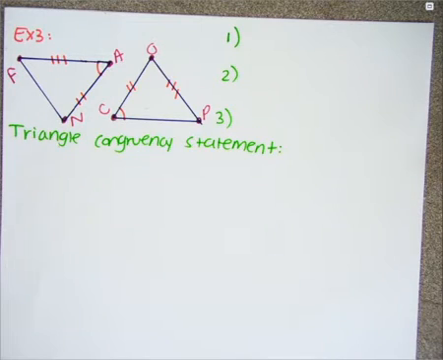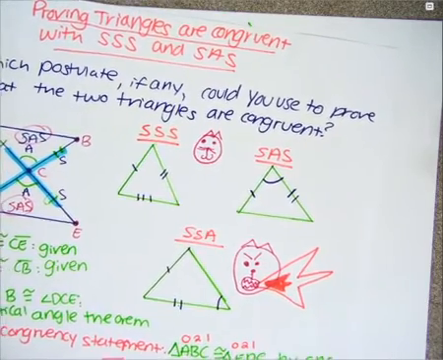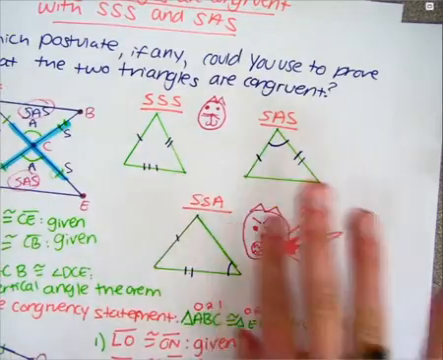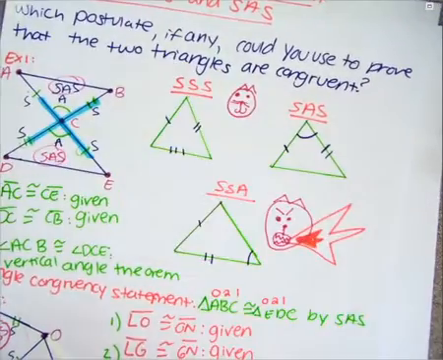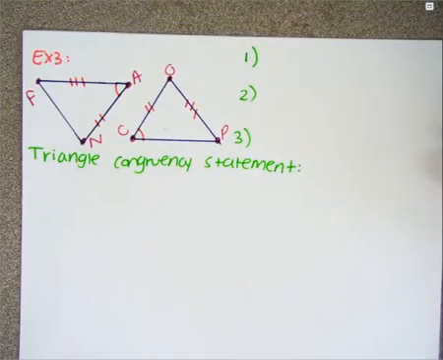We're ready to go. Again, I want to know if I have enough information using our SAS postulate, not SSA, I almost said the bad one. I want to know if there's enough information using SSS or SAS to show that these two triangles are congruent. So I don't know. Let's see where this takes us.